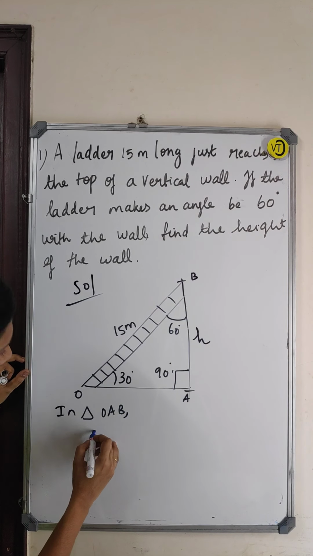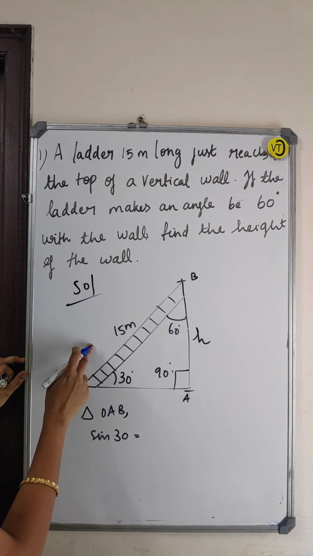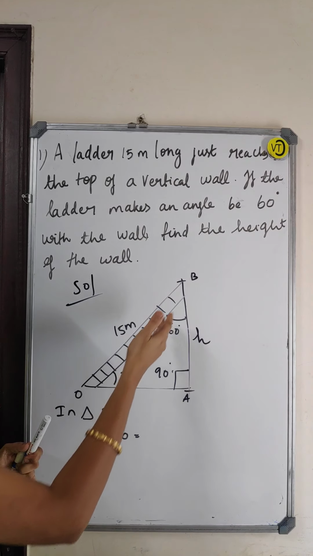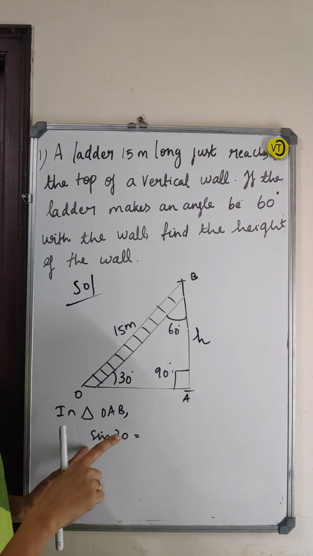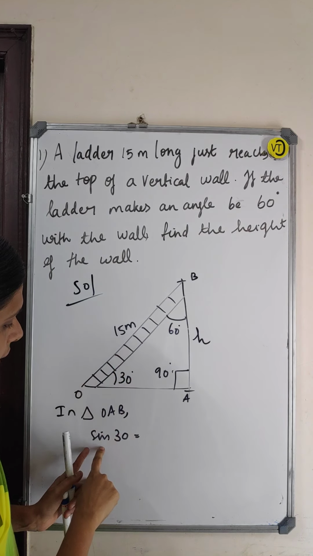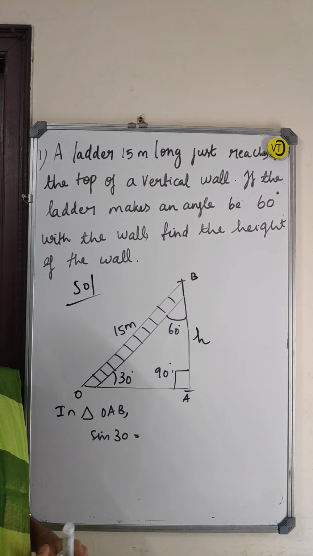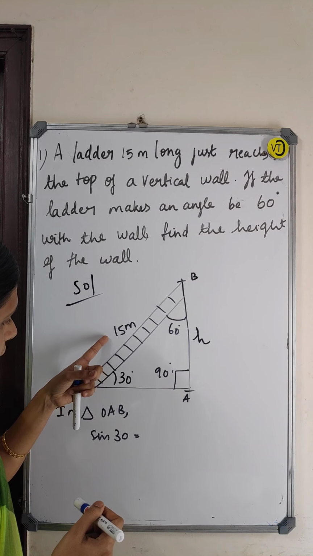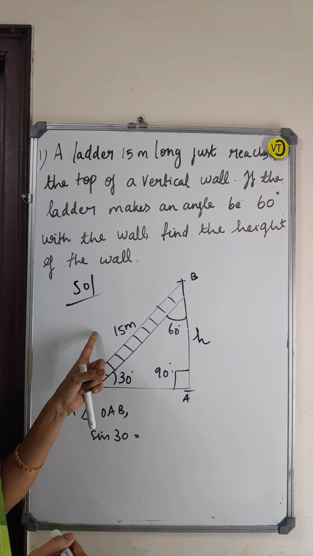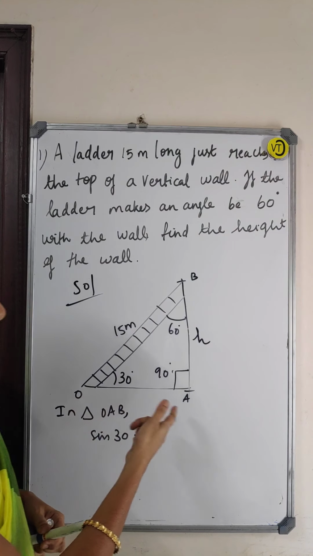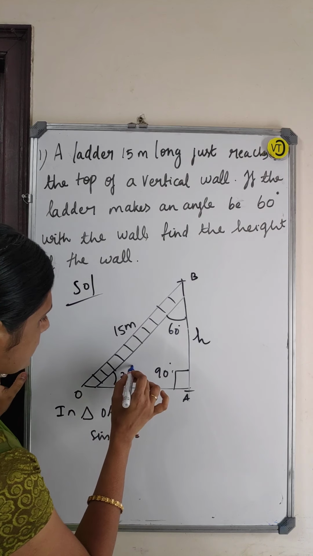OAB, sin 30 is equal to opposite side by hypotenuse. Why am I taking sine? Because sine theta is opposite by hypotenuse, and you know the value of the hypotenuse. If you don't have this one, otherwise I will go for tan theta or cos theta. Cos theta is also there, adjacent side by hypotenuse, but with cos theta you don't want it, the distance from the ground to here, the adjacent side. This is a theta, guys.